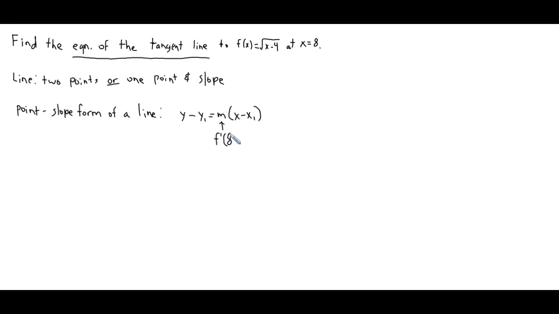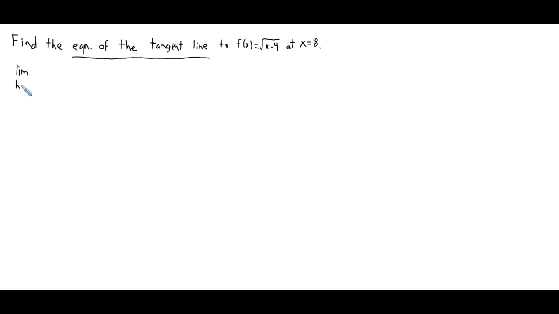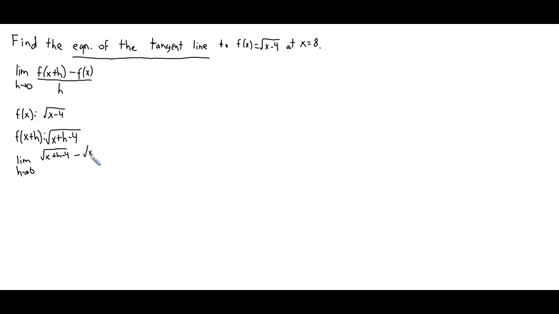So let's go ahead and start. As always, we start with our formula, right? The limit as h approaches 0 of f of x plus h minus f of x, all divided by h. All right? So we need f of x, which we have, the square root of x minus 4. We need f of x plus h, so we just plug in x plus h for x, and we get the square root of x plus h minus 4. Now we just plug everything in. The derivative then becomes the limit as h approaches 0 of the square root of x plus h minus 4 minus the square root of x minus 4, all divided by h.